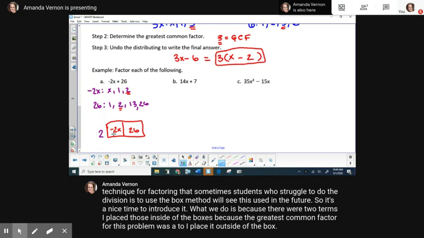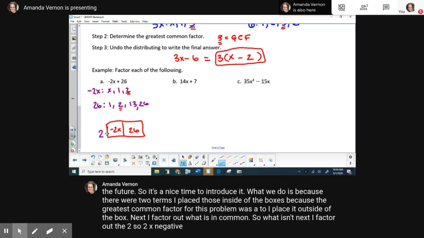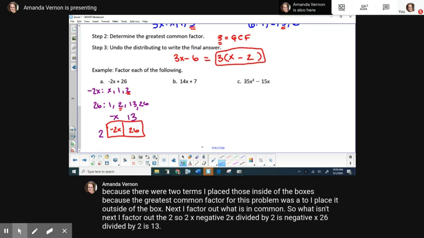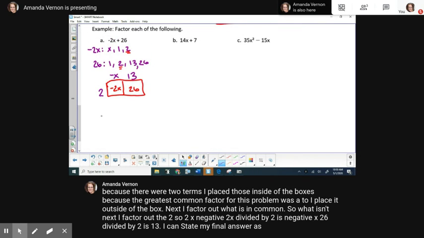Next, I factor out what is in common. So next I factor out the 2. So negative 2x divided by 2 is negative x. 26 divided by 2 is 13. I can state my final answer as 2 times negative x plus 13.